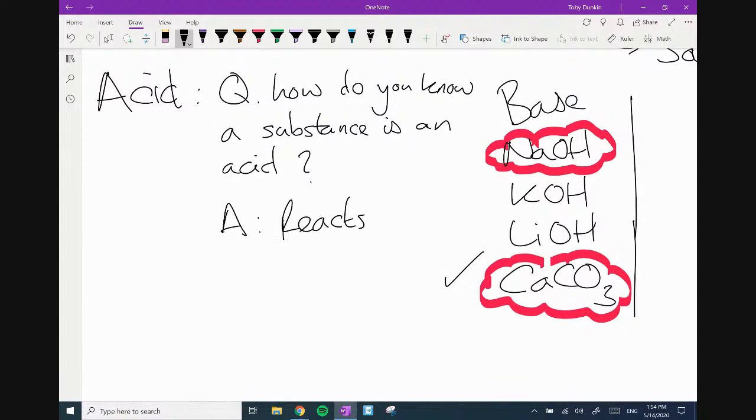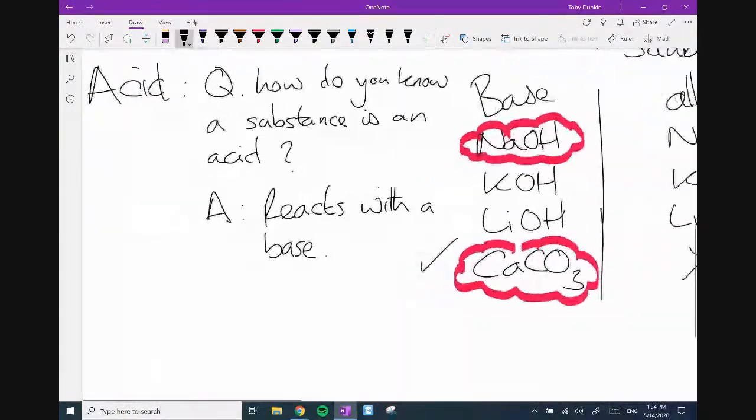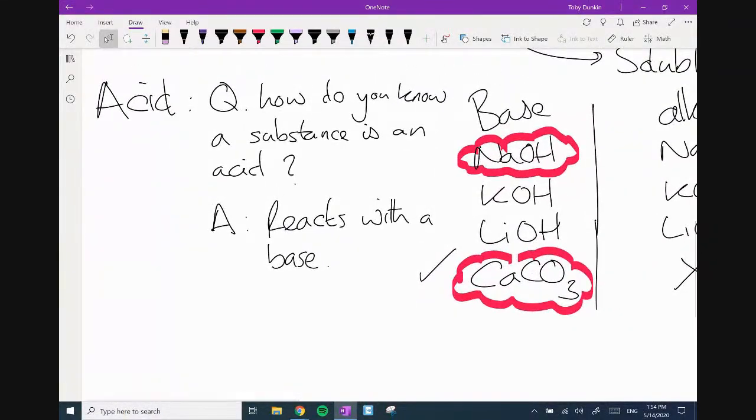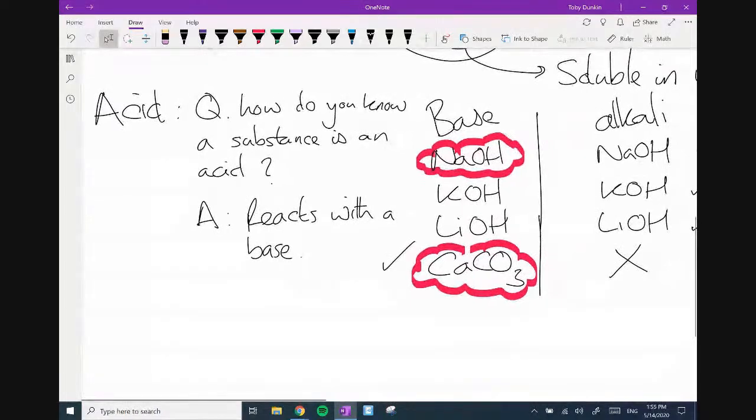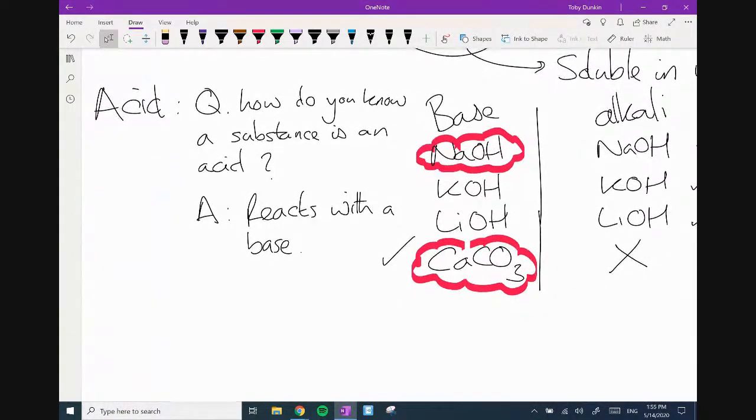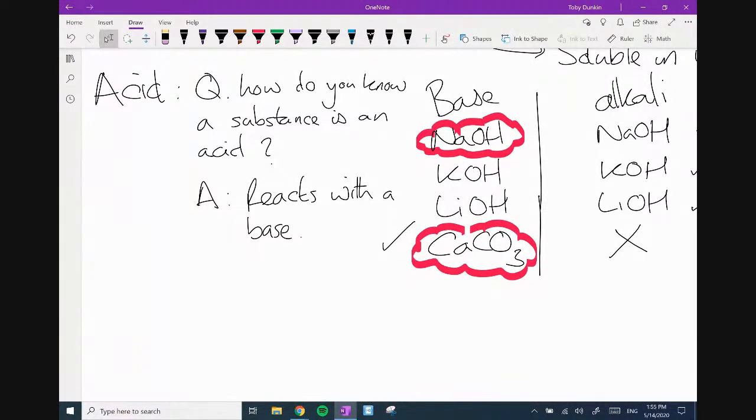Reacts with a base. Isn't that funny? I got all kinds of funny questions on the chat with the other class about that. They were like, oh, I don't like that. How can you say that the definition of an acid is that it reacts with a base? It's not really the definition, and I'll come to the definition in a minute. But that's one of the things that you need to know.